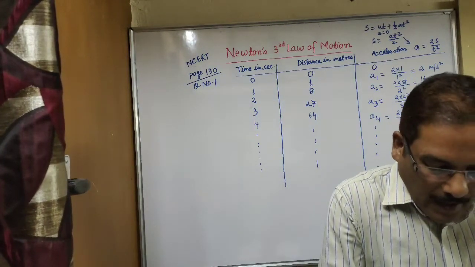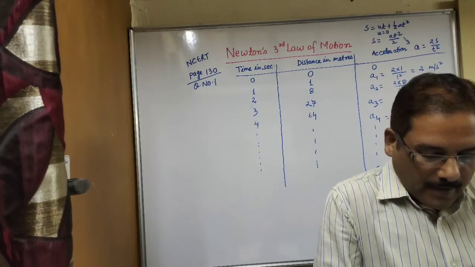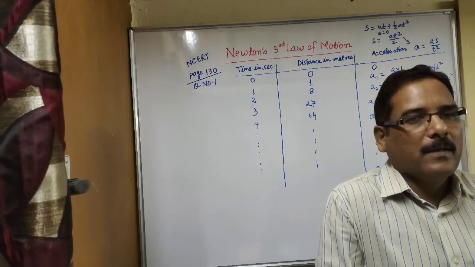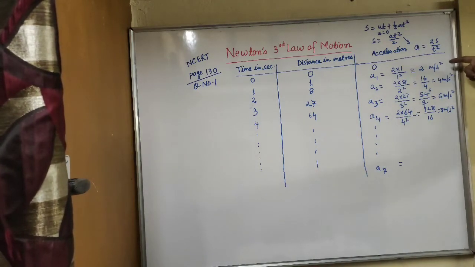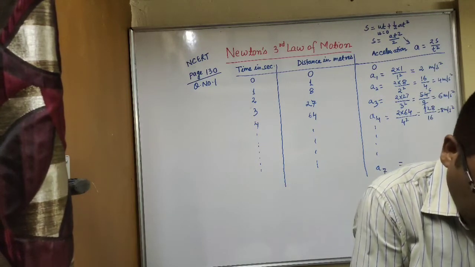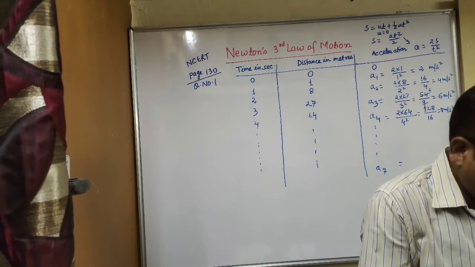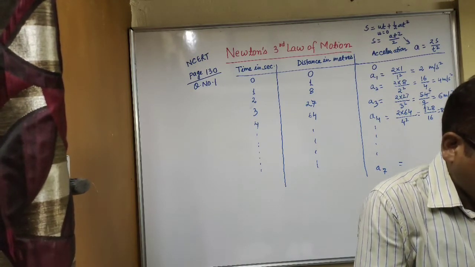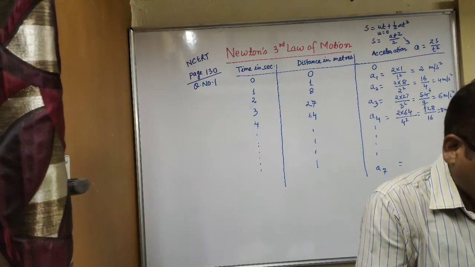What conclusion can you draw about the acceleration? Is it constant? Acceleration is not constant, isn't it? It is increasing uniformly, 0, 2, 4, 6, 8 like this. So it is not constant. Increasing, decreasing or 0? Acceleration is increasing. It is clear that acceleration is increasing with time.